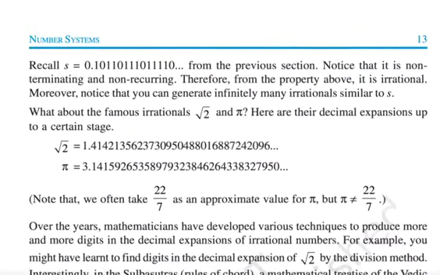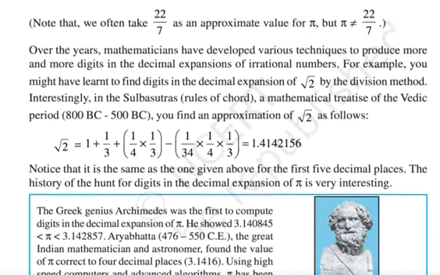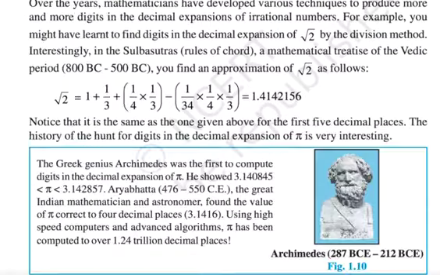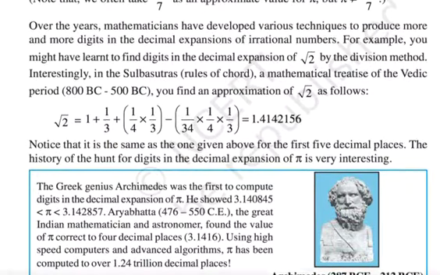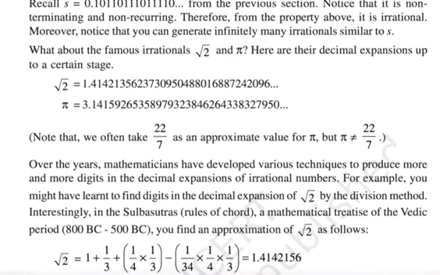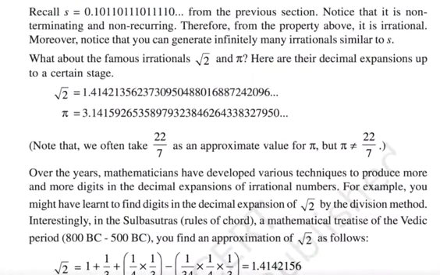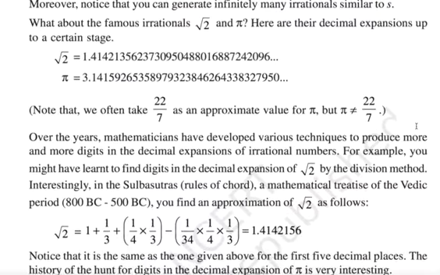We can come to an important conclusion, right? Okay, recall this number from the previous section. Notice that it is non-terminating, non-recurring. Therefore, from the property above, it is irrational. Moreover, notice you can generate infinitely many irrational numbers similar to S. What about the famous irrational numbers root 2 and pi? Here are the decimal expansions. They are non-terminating and non-recurring.